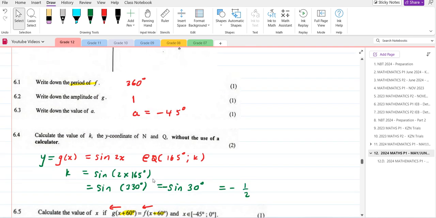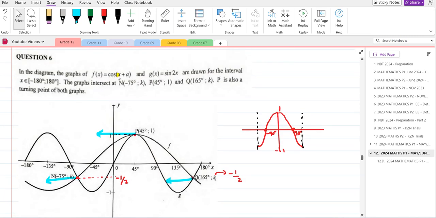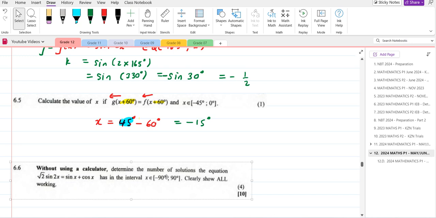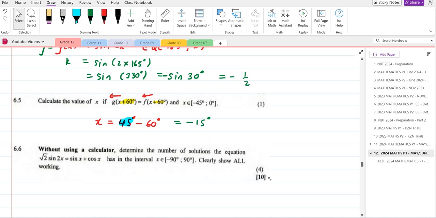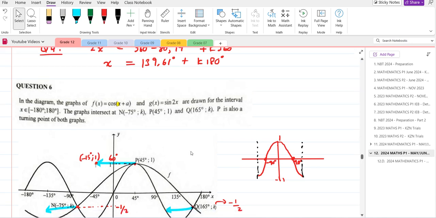And the next one is f of x plus 60, putting minus 15 here, so f of 45. F of 45 will be cos of 45 minus 45, which is 0. Yeah, so this works out. So basically if you move this point 60 degrees to the left, then you're going to end up at negative 15 and 1. Right, so I hope you guys understood that. Moving on to the next problem.